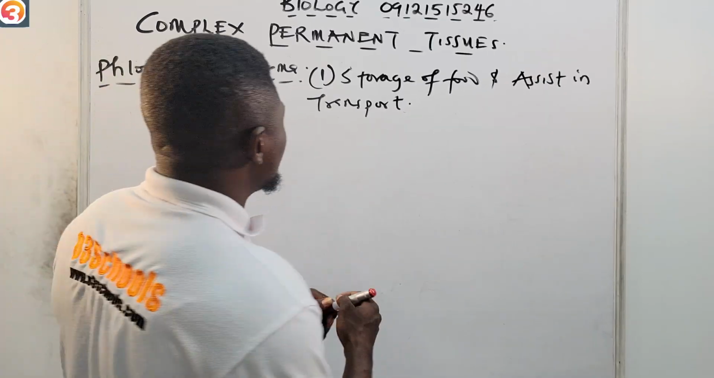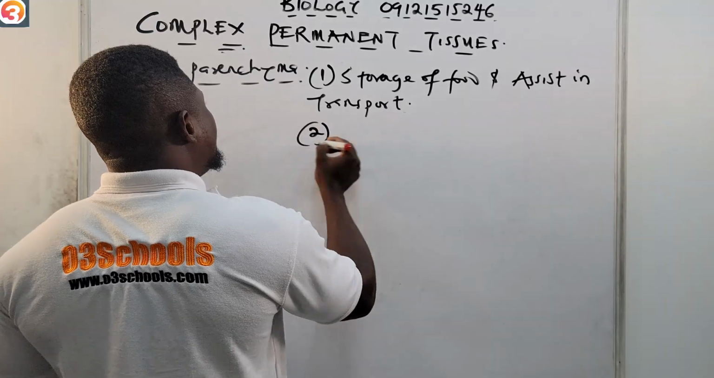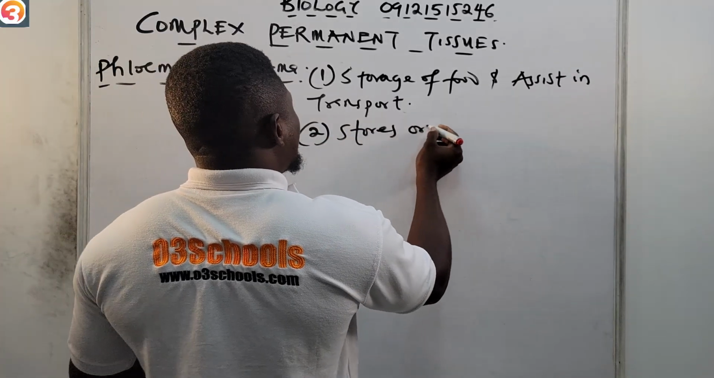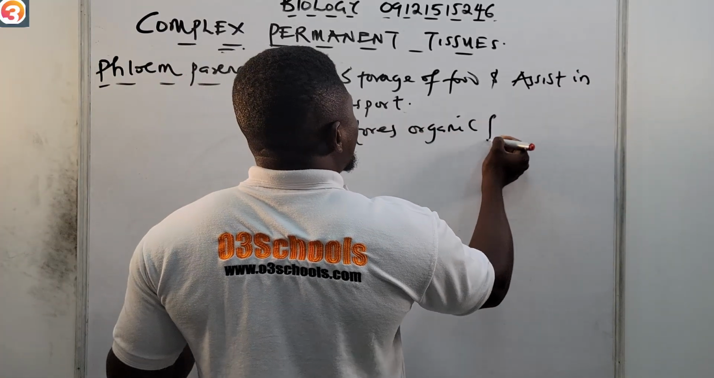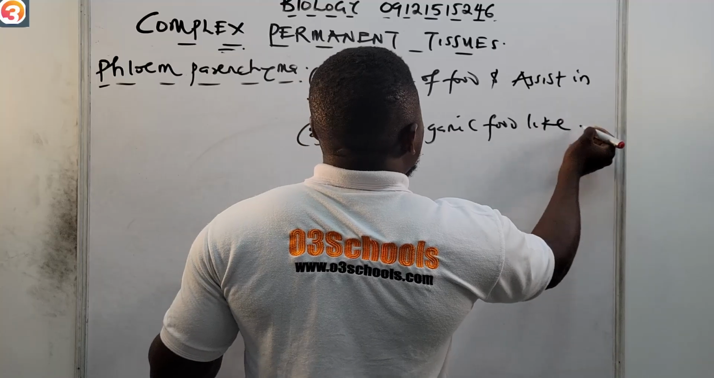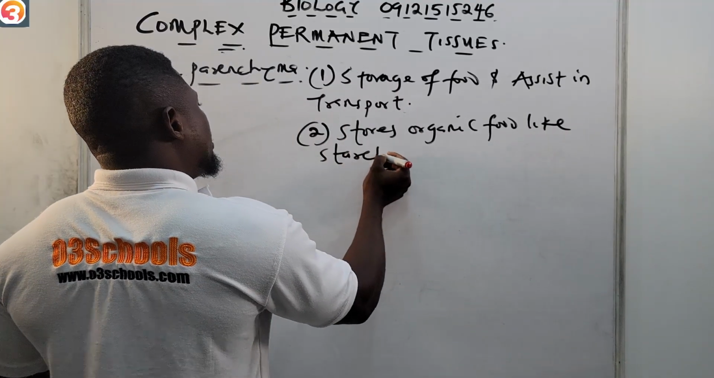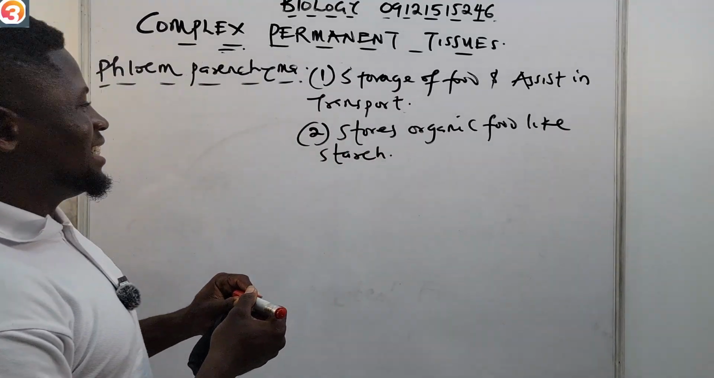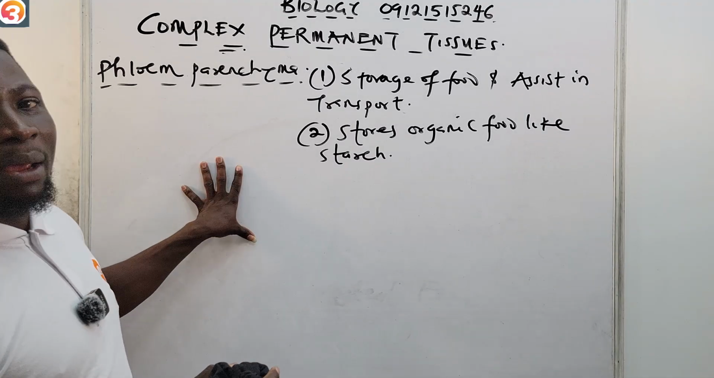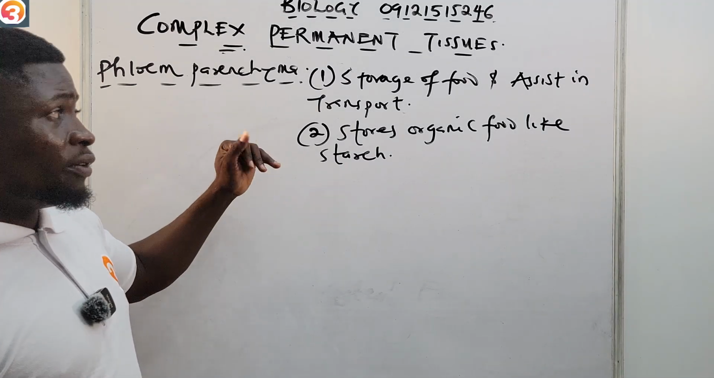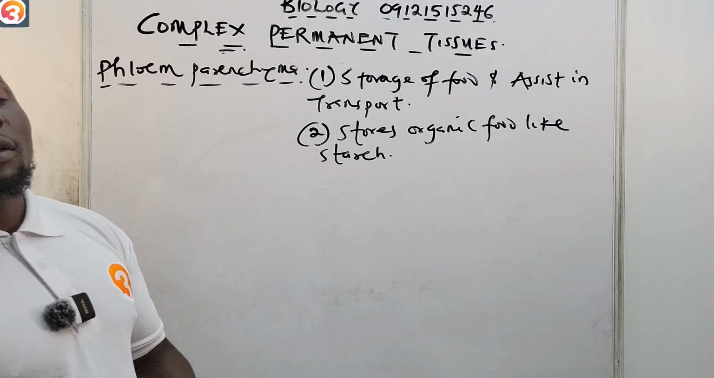All right, and then secondly, it stores organic food like starch. These are the functions of the phloem parenchyma. Quite easy, right? Storage of food and assisting in transport, and helping to store organic food like starch.